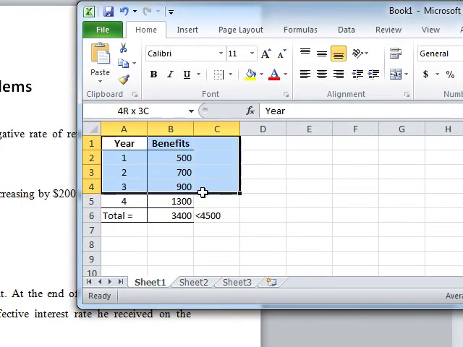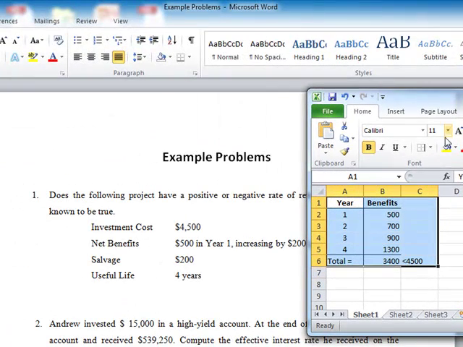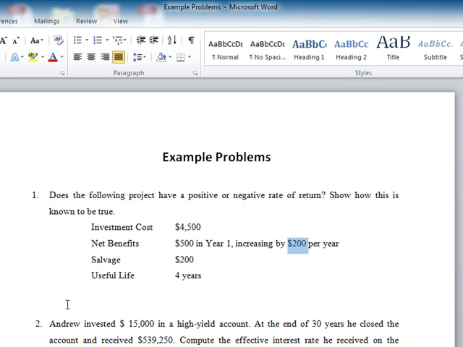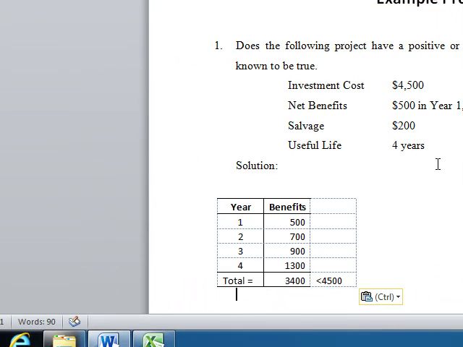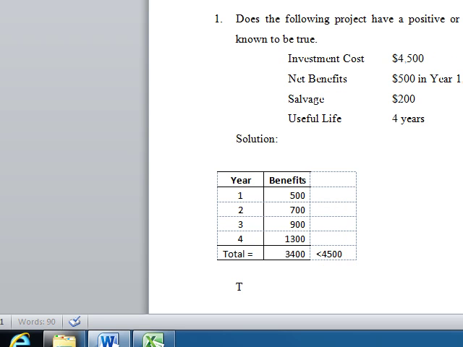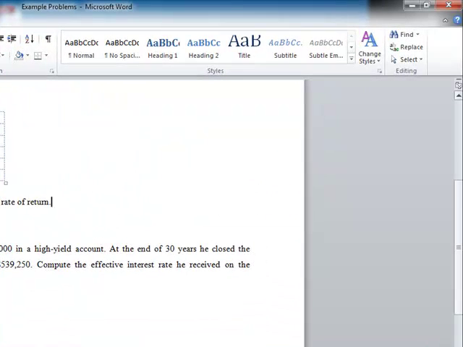So we can just copy this information and put it in our document here, and we can then answer the question: the project has a negative rate of return, right? So that was simple. Now I am going to go over the next problem.